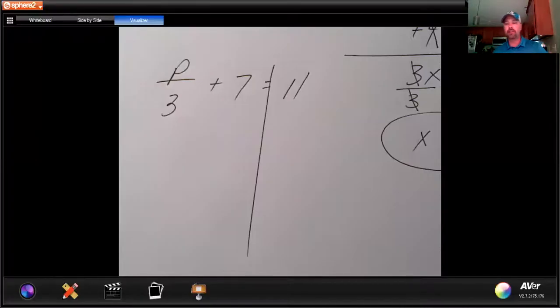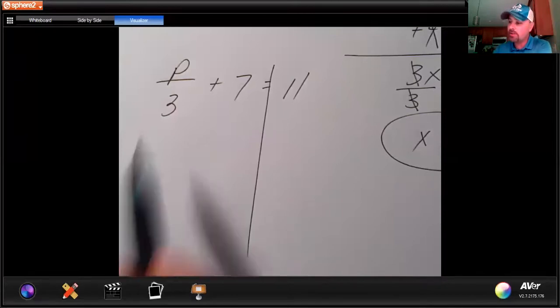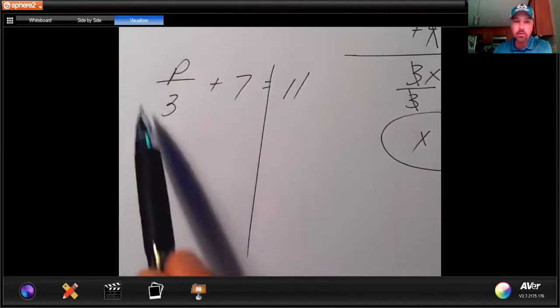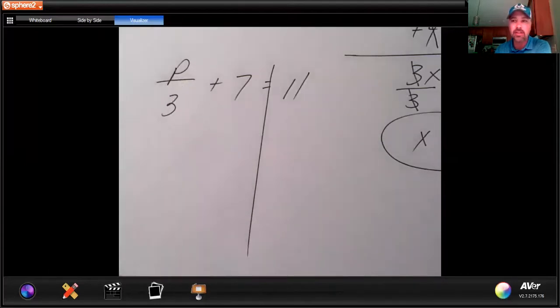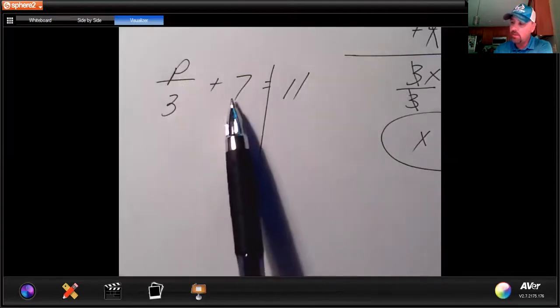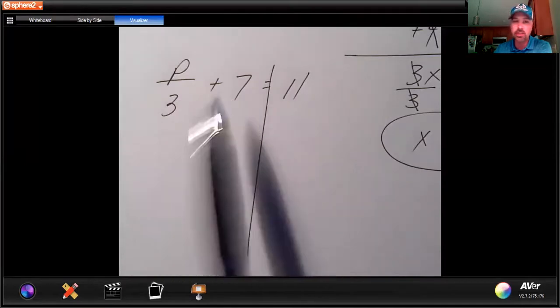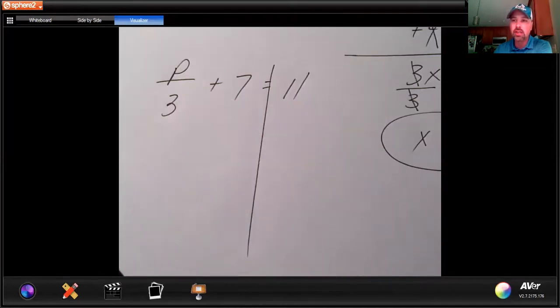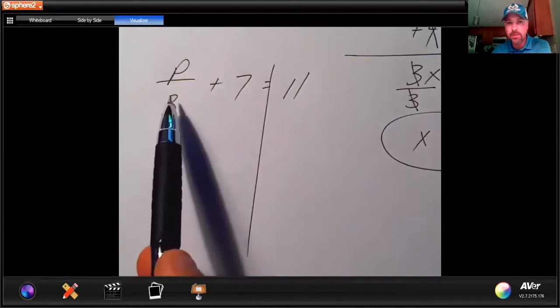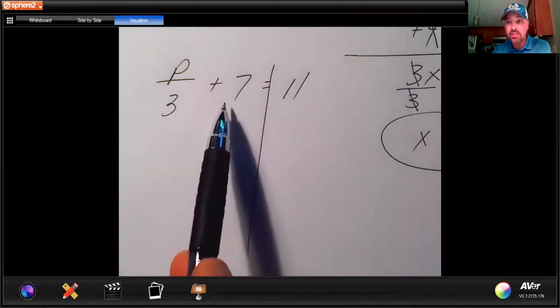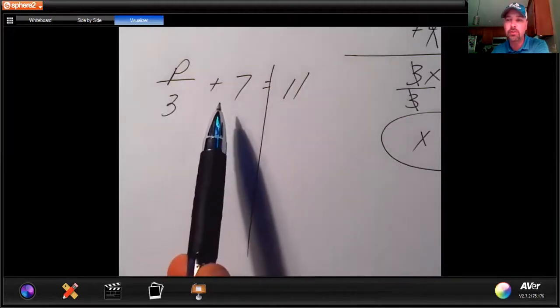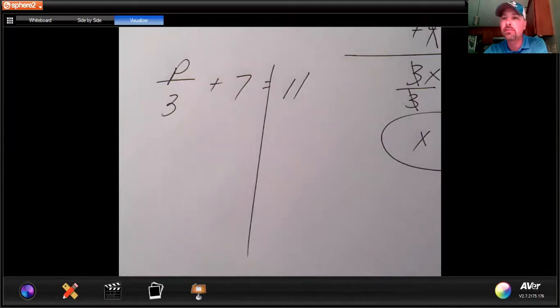All right, so let's take a look at this two-step equation. What you may notice is P over 3. This is P divided by 3. We see division there. And then we have plus 7, so addition. So we have division and addition, which we are going to undo. Opposite of division is multiplication. The opposite of addition is subtraction. So those are the two things that we're going to do to solve for P.